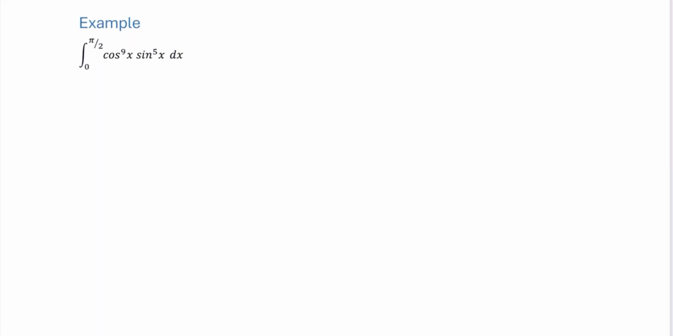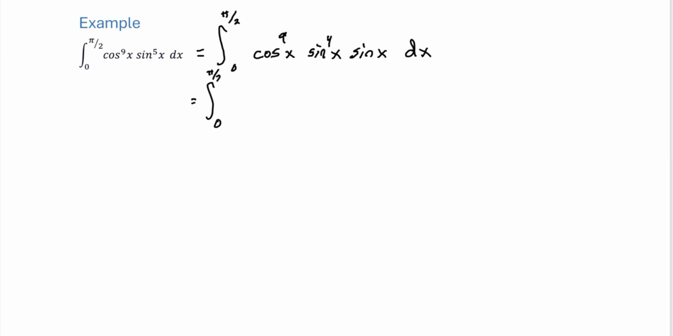In this example, both cosine and sine are odd, so we have options. We can use either method. Recognize this time we also have a definite integral, 0 to pi halves. I'm going to choose to make the sine the part that I tweak. So we'll pull out a factor of sine, and now we can rewrite that. We'll keep cosine as it is.